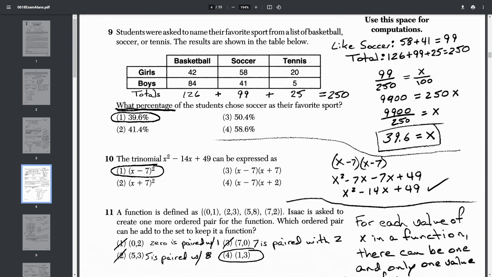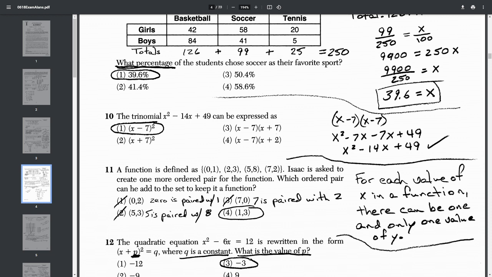Number 10 is a factoring problem. They gave us a trinomial, x squared minus 14x plus 49. So I need 2 numbers that multiply to positive 49 that add up to negative 14. The only way to multiply to get a positive and add up to get a negative is if they both need to be negative, right? So negative 7 and negative 7. And choice 1 is x minus 7 times x minus 7, but instead of writing it twice, we just wrote it once with a squared. So number 10 is choice 1.